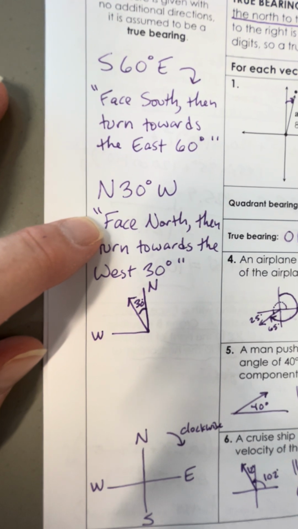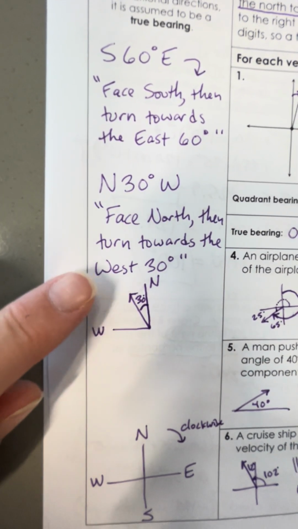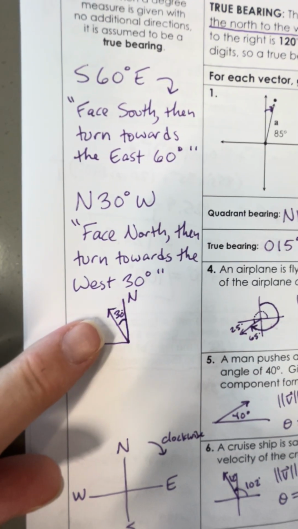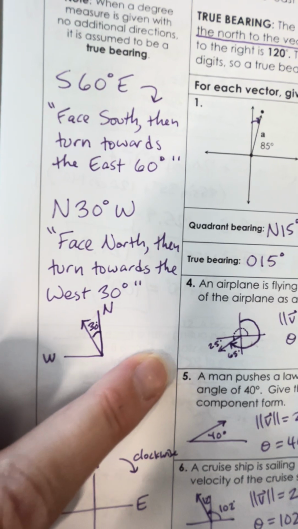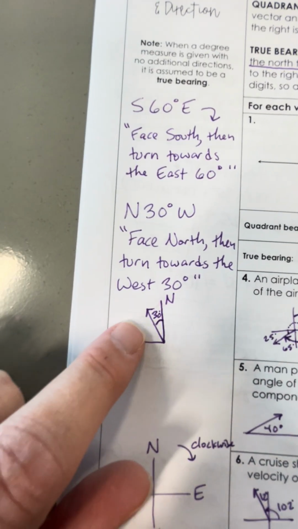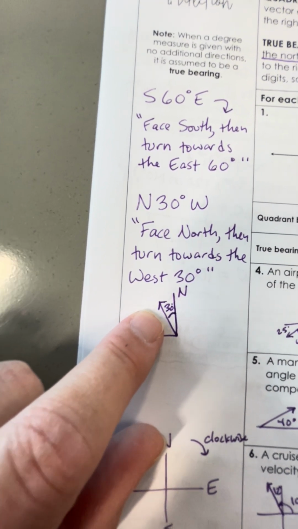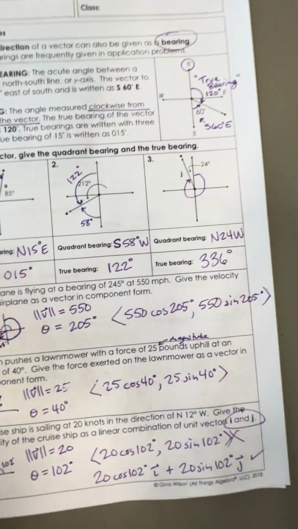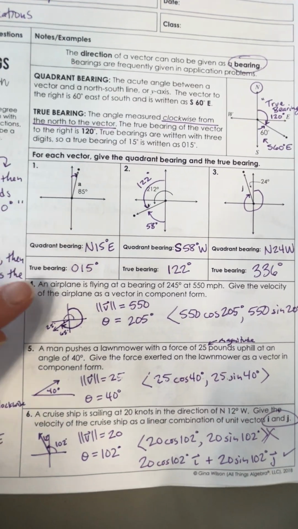And another example is north 30 west. So you would face north and then you turn towards the west 30 degrees. And now you're up in quadrant 2 by 30 degrees. So your angle from the origin, or from our normal definition of the positive x-axis, which is east, your angle would be whatever 90 plus 30 is, 120. There we go.